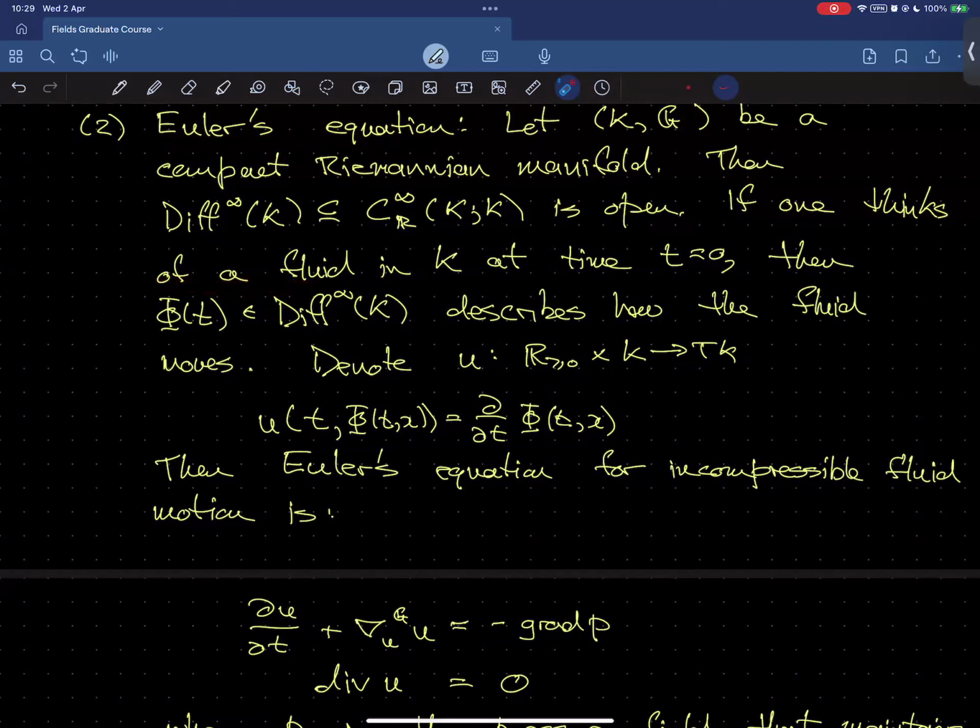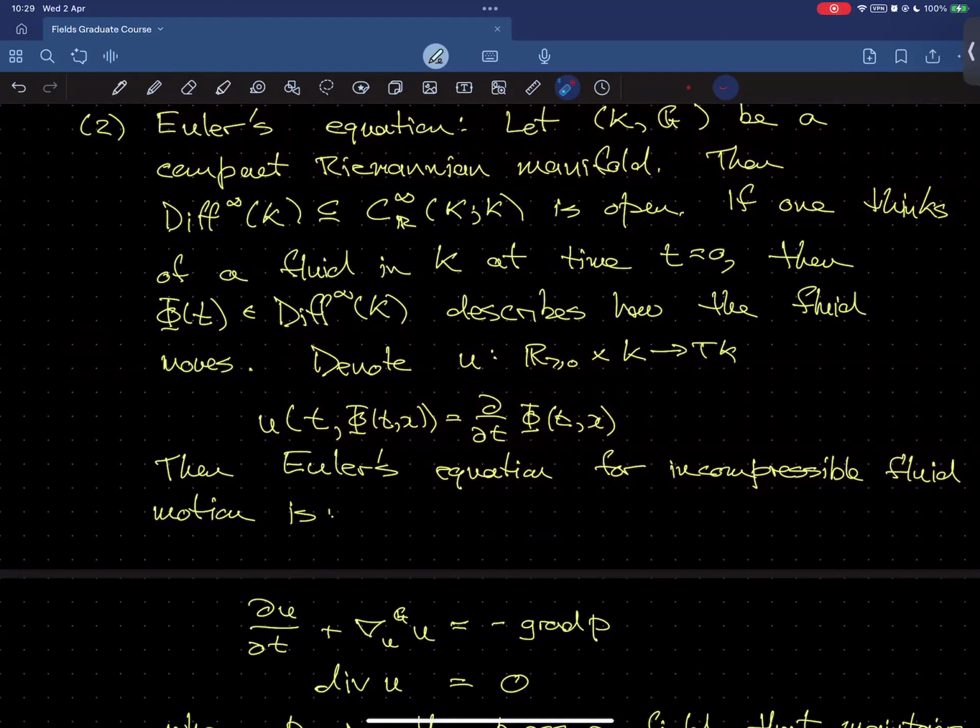So the idea is that I have a fluid which is occupying my manifold K at time t equals 0, and then at time t, I have a diffeomorphism. Okay, and what that diffeomorphism does, so I have my two copies of my compact manifold here, and I have some points which occupy this compact manifold, which are the points in the fluid, and each of those gets mapped to some other point by phi of t. So phi of t kind of describes the motion of the fluid particles.